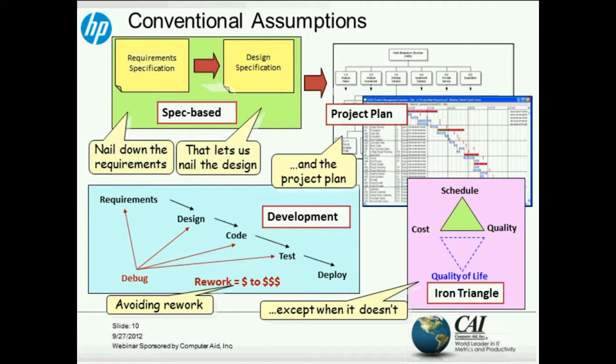So although there is the iron triangle that everybody's familiar with, the cost, schedule, quality triangle, it's not really a triangle. There's also the other point in that square parallelogram that is the quality of life. And the quality of life, in many cases, is what suffers to enable projects that are on this type of an approach to achieve their cost, schedule, and quality objectives.